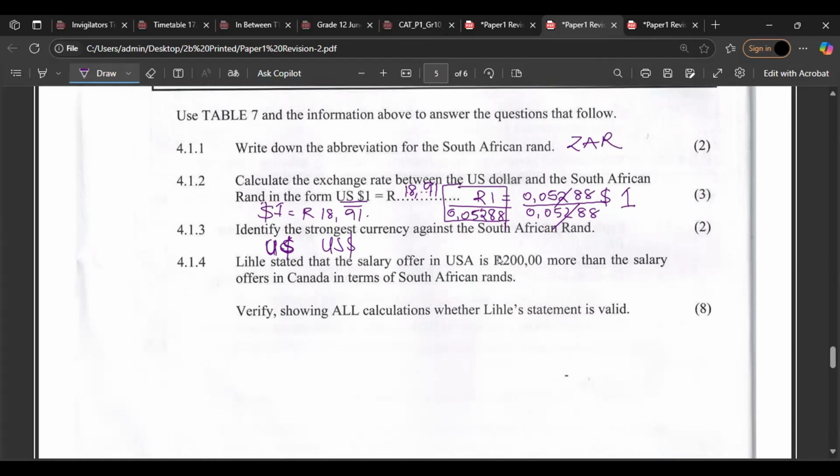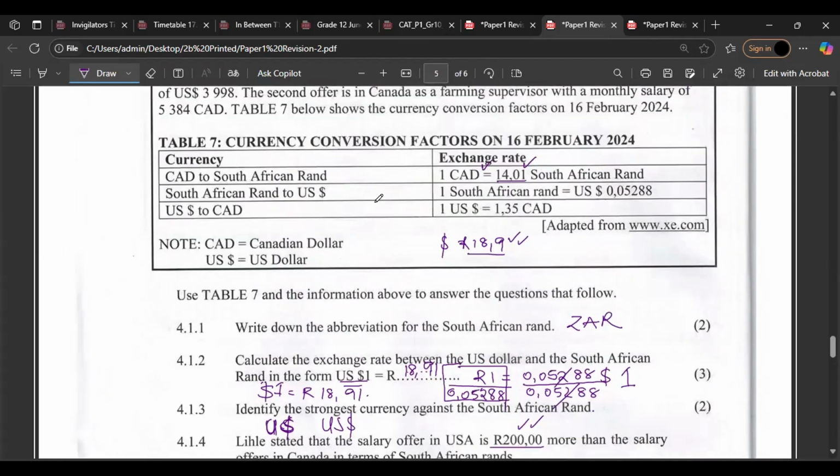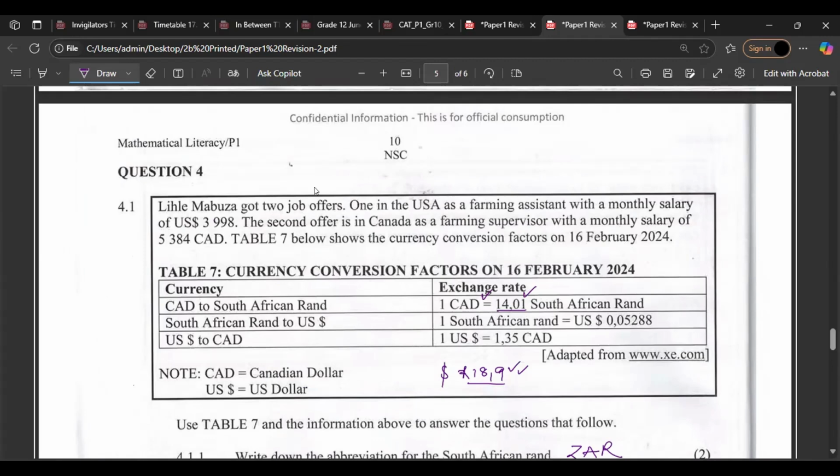Let's say that the salary offer in USA is 200 Rands more than the salary in Canada. Now, look at this. The money you're going to compare with is in Rands. That means all the salaries you have to turn into Rands, then you subtract, and you end with your conclusion. Let's go and scope out the data that we have already seen. These are dollars. And we need also to change these Canadian dollars to Rands.